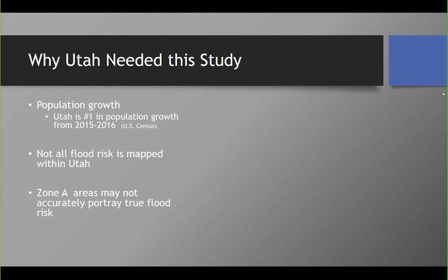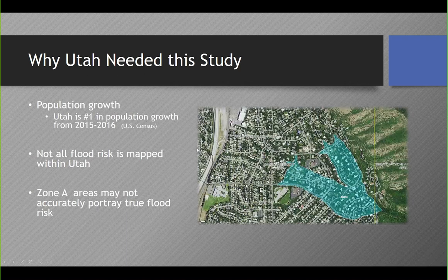I want to repeat that. Only 7.8% of all flood risk is mapped in Utah. And if areas happen to be mapped, large portions are outdated or can be mapped inaccurately, especially that with a Zone A designation. So we're going to show you an example of Ness Creek in Salt Lake County.